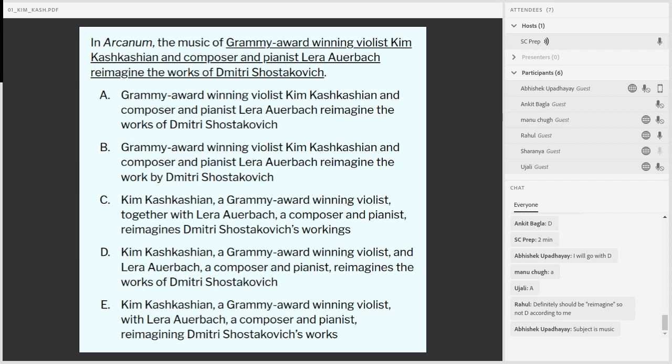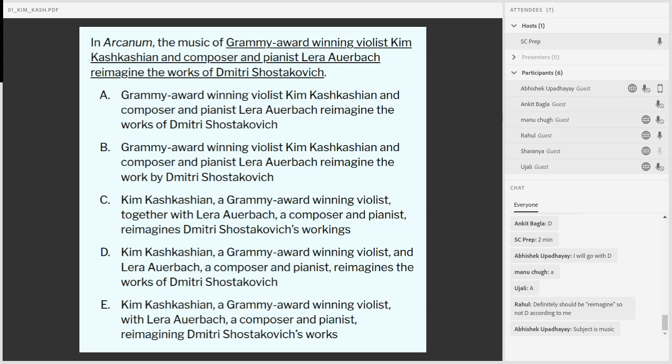Rahul, if we say X and Y, we would say X and Y are doing something, right? But if we say the music of X and Y, should we say the music of X and Y are doing something or the music of X and Y is doing something? Is, right? So back in this question, my question to you will be, did you hyper focus on the options? Did you go back to the non-underlined part?